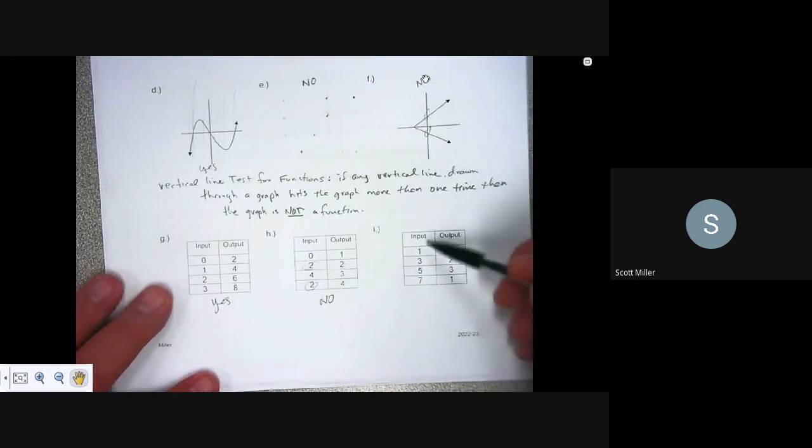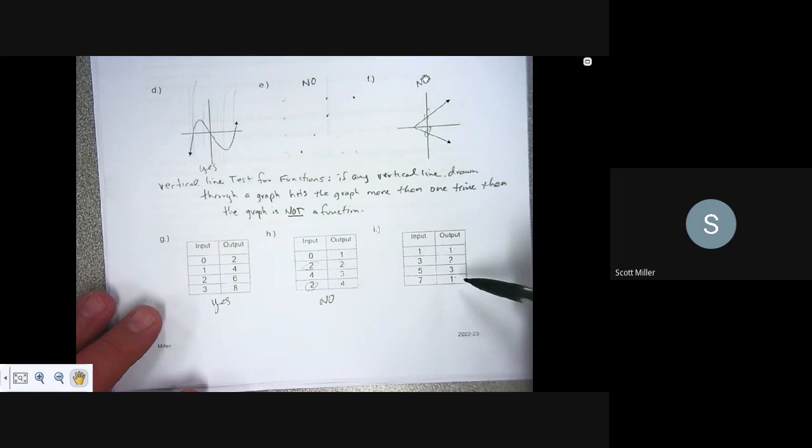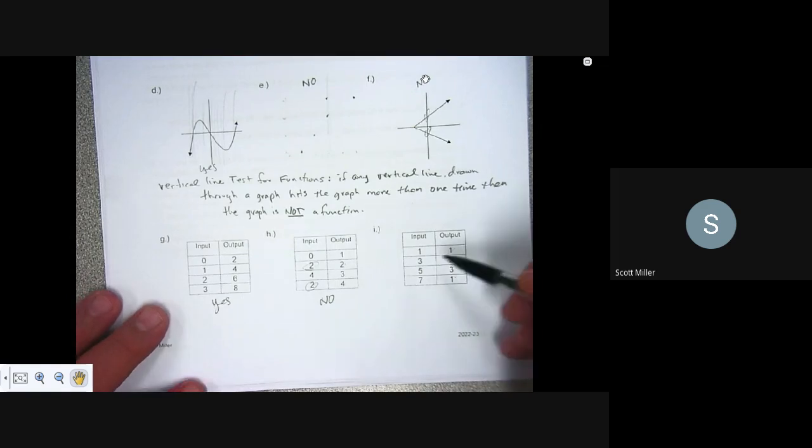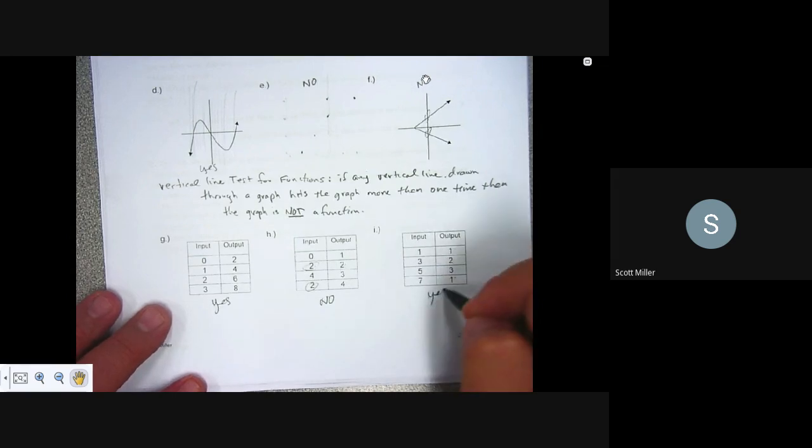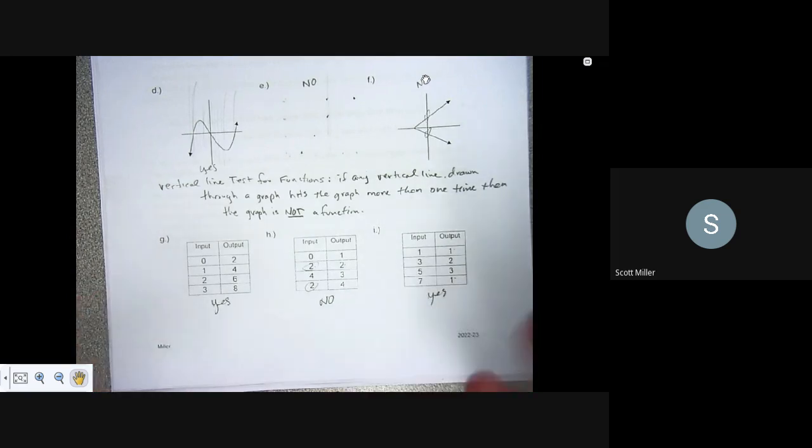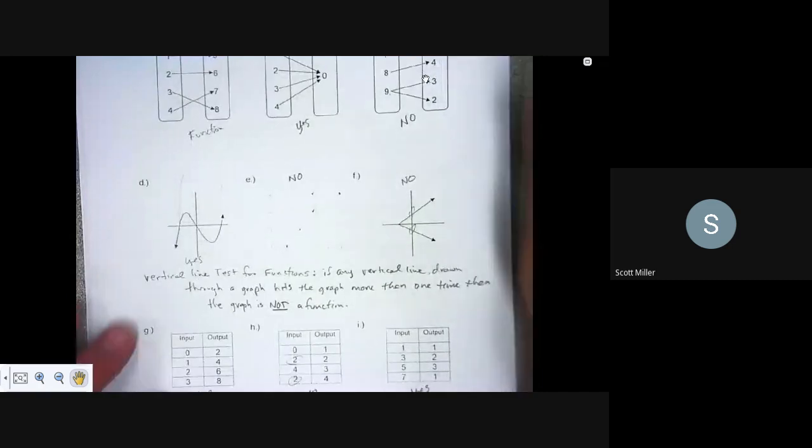What about this one over here? Well, look at the input. There are no repeats in the input, correct? Does it matter that this went to 1 and this went to 1? That does not matter at all. It doesn't matter about the output. For each input, there is exactly one output. You can't have more than one output, but it can be the same output. It just can't be one input with 2 different outputs. So this one would be a yes. So that's how I can determine functions, by looking at things in a table, a graph, mapping diagram, very, very quickly.